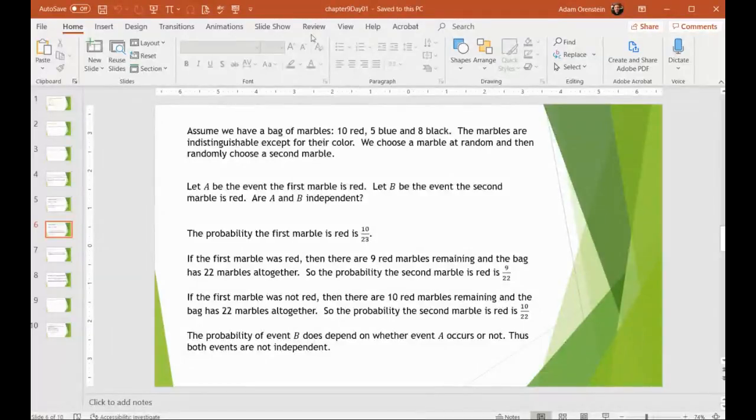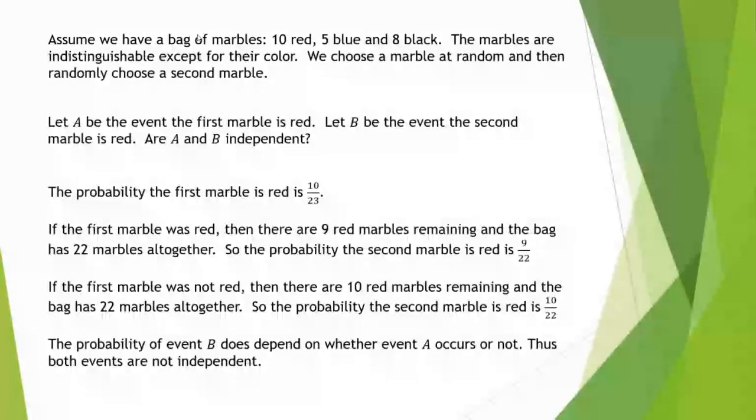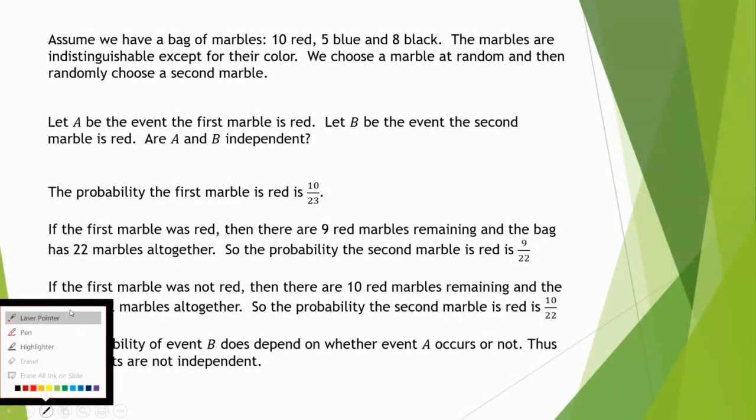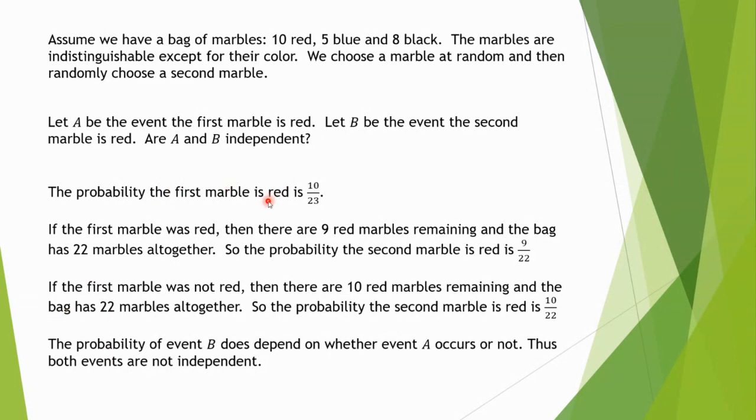So now we're not putting the first marble back. Okay? Well, then what? Well, if the first marble turned out to be red, since we're not putting it back, there's one less red marble there, and there's one less marble in the bag. Before there was 23, now there's 22, and there's only 9 red marbles. So in this case, the probability of event B, that the second marble is red, is 9 out of 22. Again, that's because we did not put the first marble back.